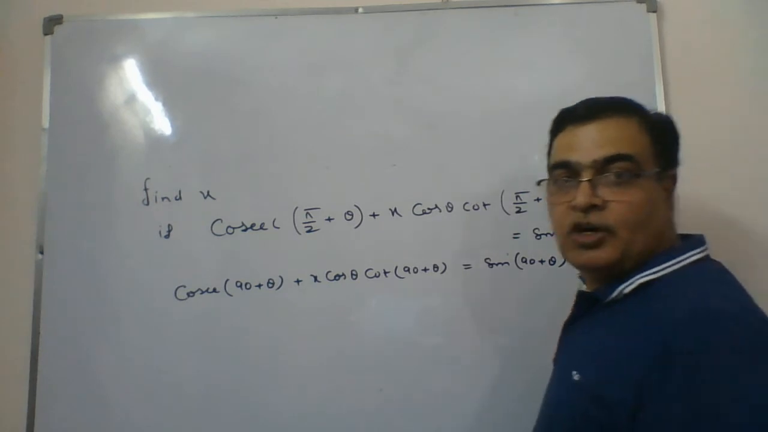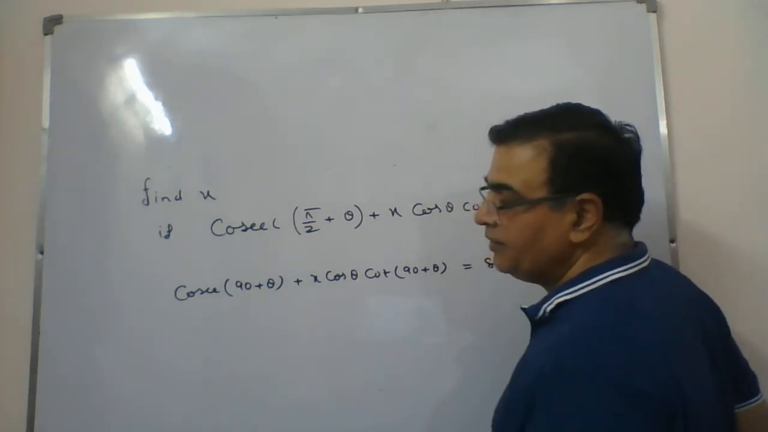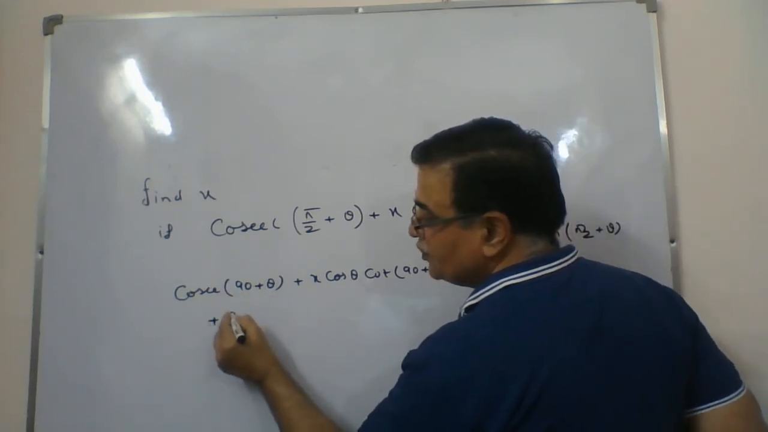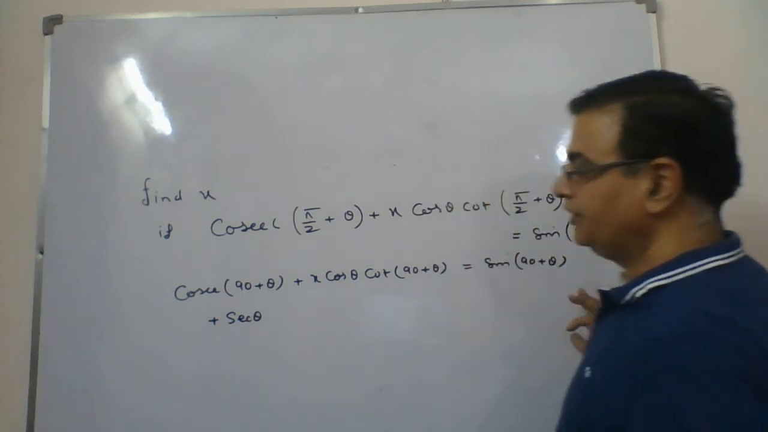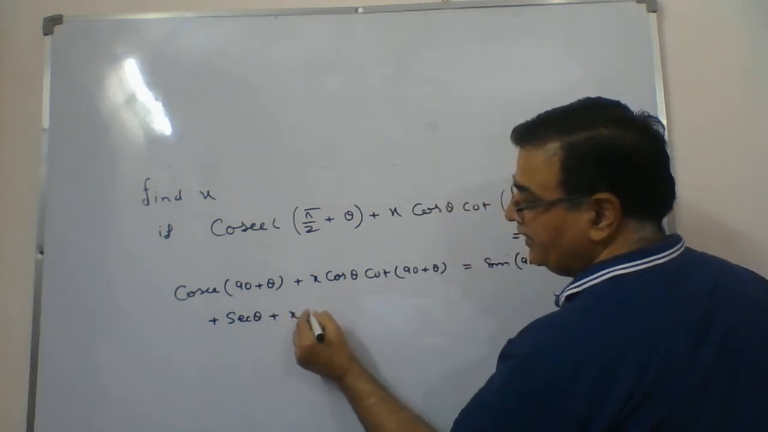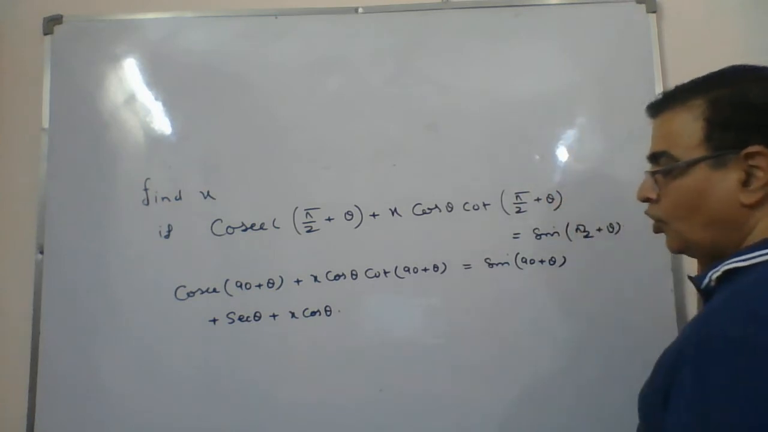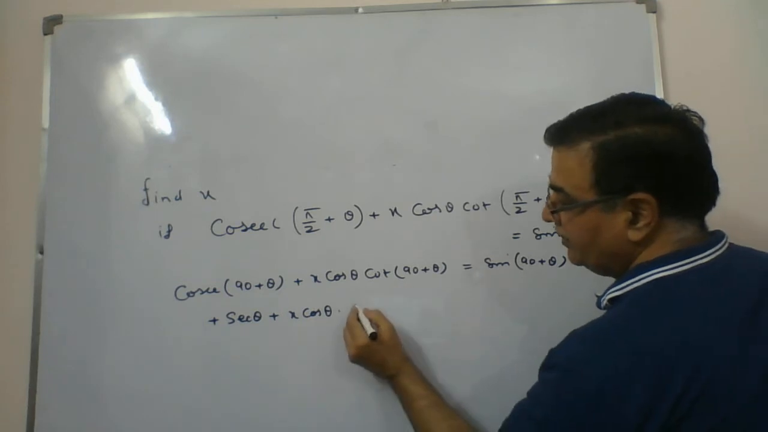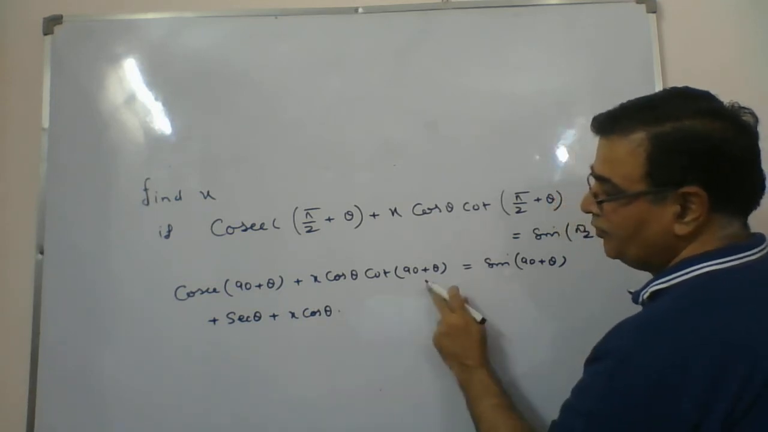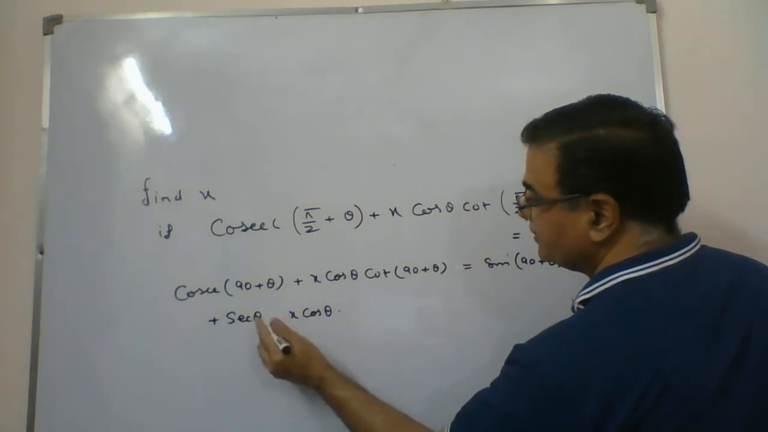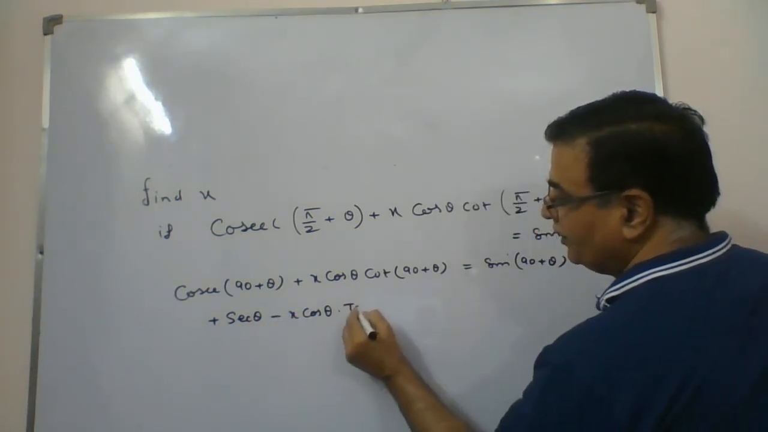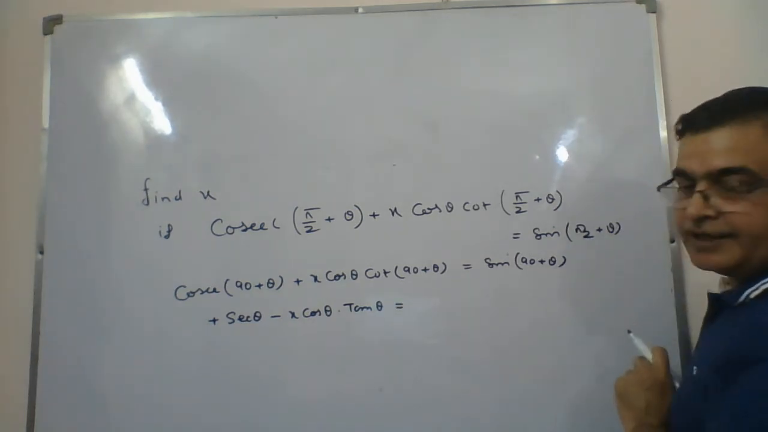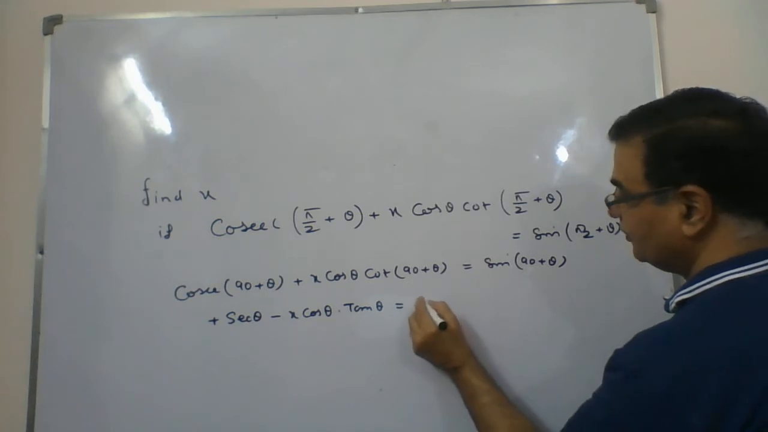90 plus theta means it has gone in the second quadrant. In the second quadrant cosec will be plus, sine is plus here. So it will be plus here and cosec will change to sec, so it comes out to be sec theta. Then this will be x cos theta. Cot of 90 plus theta, second quadrant here again, so cot will change to tan, and it will be minus here because cot is minus in the second quadrant. At the end, sine of 90 plus theta, second quadrant again, sine will be plus here, so it will be left as cos theta.